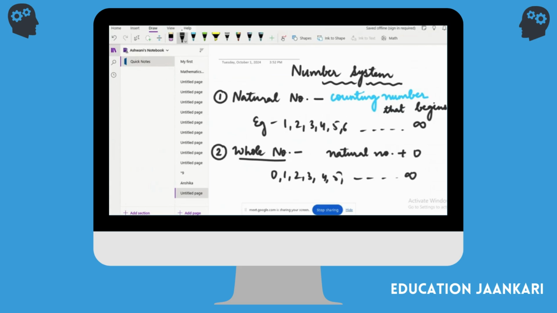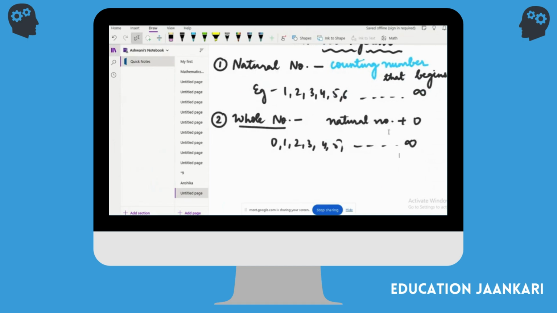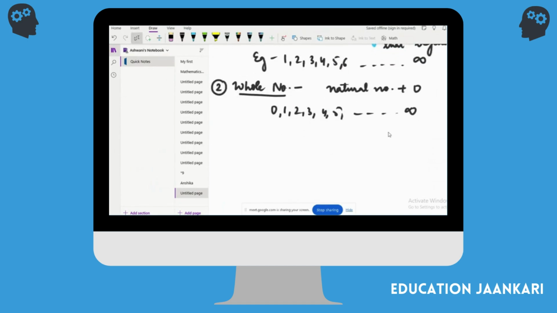So who introduced 0, Samya? Aryabhatta. Very good. Aryabhatta introduced it. Okay, then comes negative numbers. What are negative numbers? Whole numbers with minus sign. Okay, or we can also say natural numbers with minus sign.